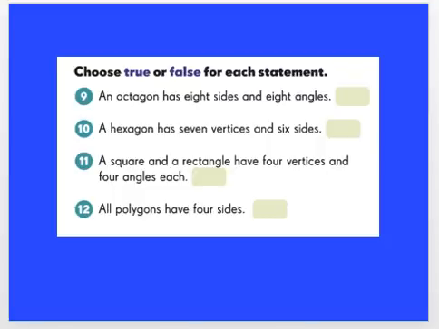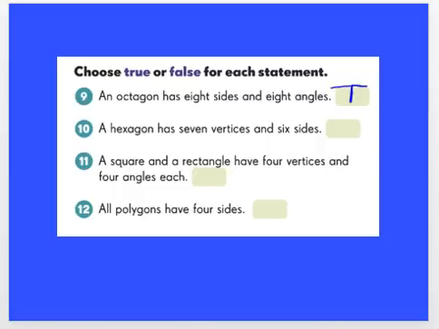All right, in your notebook, I want you to please press pause and answer these questions, true or false. Go ahead. Okay, so one thing you have to be careful about when you answer true and false questions, if the statement that is being made is not true all of the time, you have to say it's false. It has to always be true in order for it to be true. So an octagon has 8 sides and 8 angles. That is definitely always true.